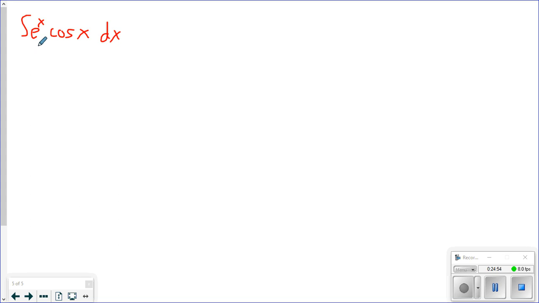Using LIPET, exponential before trig. So u equals e to the x, du equals e to the x dx. Well, that's easy enough.